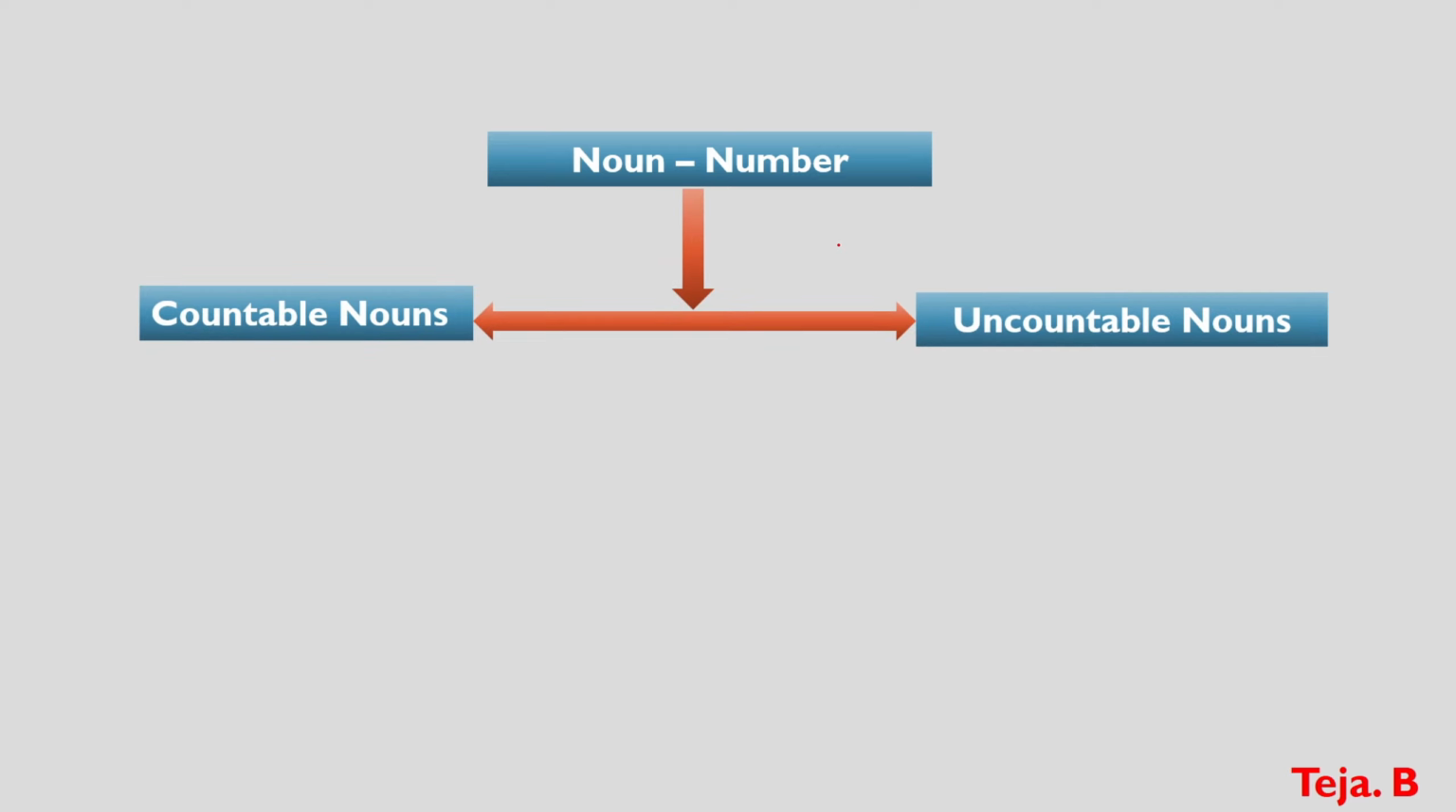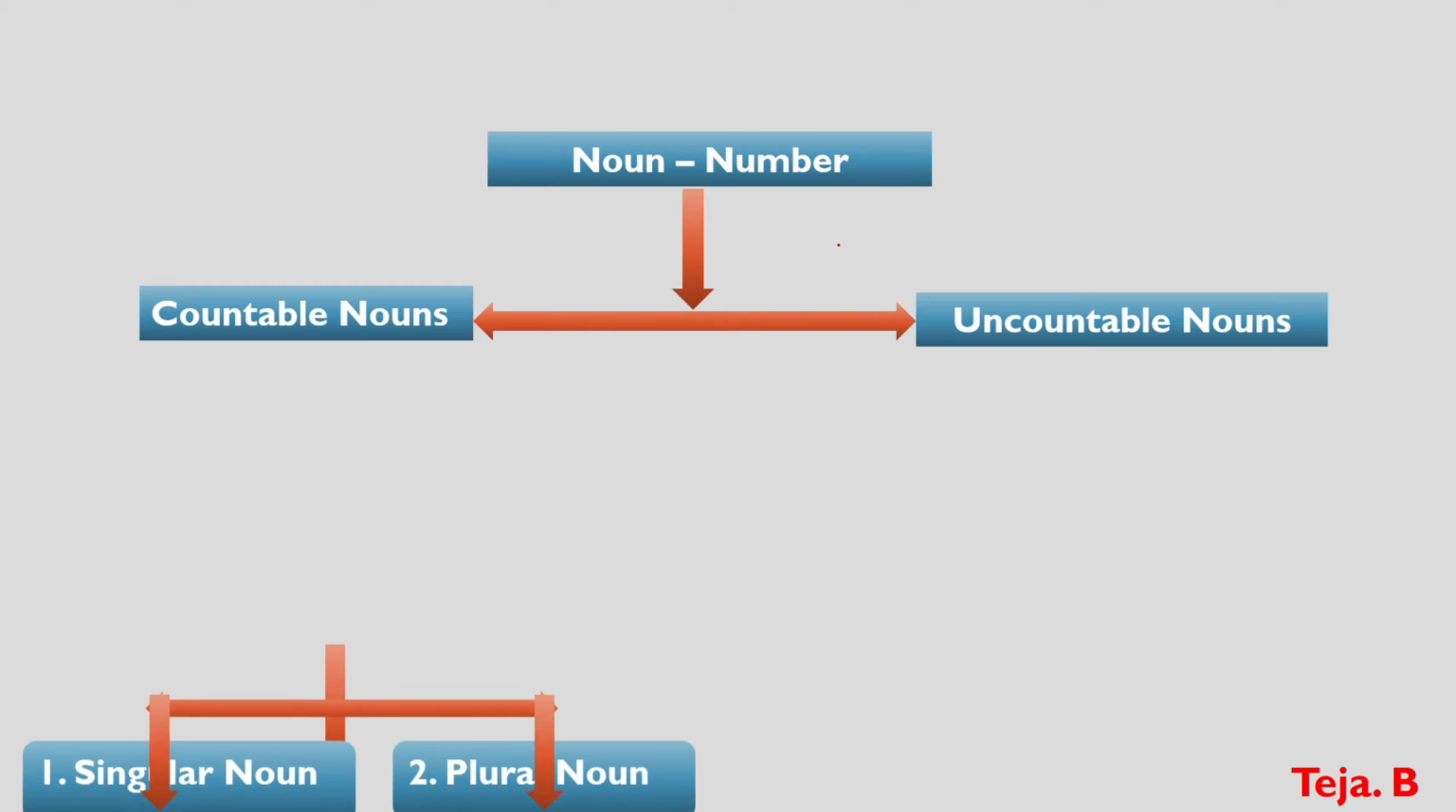Many people think that noun number is very, very easy, and we can easily understand it. But there are certain questions on noun number in competitive exams. If you are thorough with noun number, there is no chance of making any mistake in competitive exams. Noun number can be bifurcated into two: countable nouns and uncountable nouns.